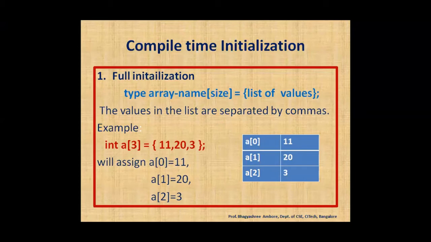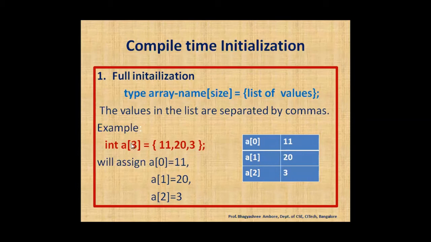Example, I'll make a declaration of int a of 3 equals 11, 20 and 3. I'm grouping 11, 20 and 3 in curly braces. A of 0 will be assigned 11, A of 1 will be assigned 20, A of 2 will be assigned 3. Whatever the size I mention, those many values I'm giving here.